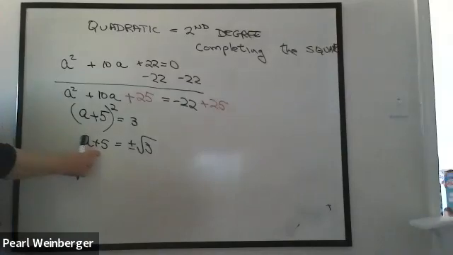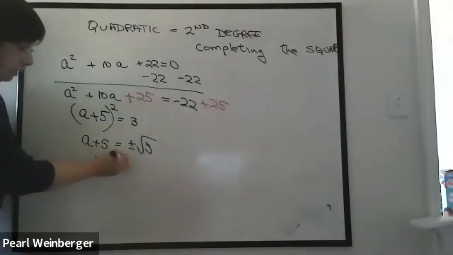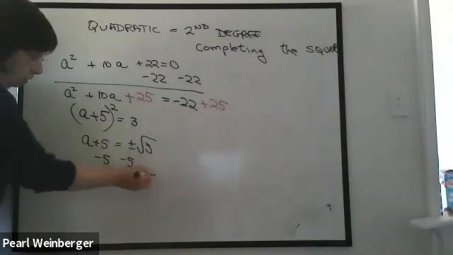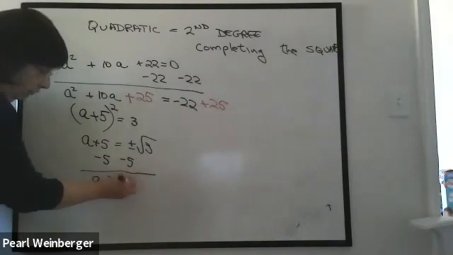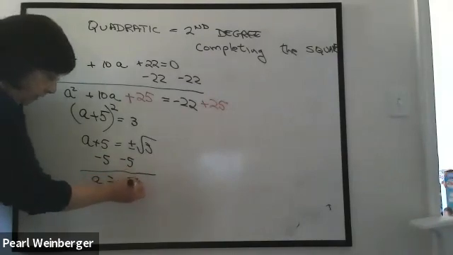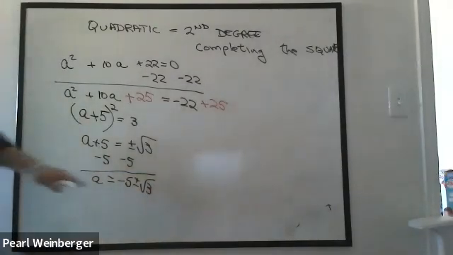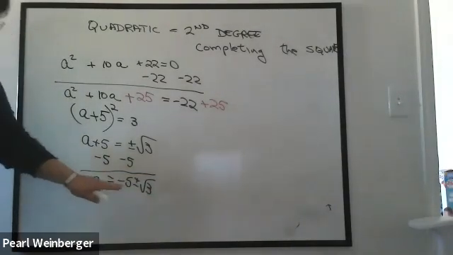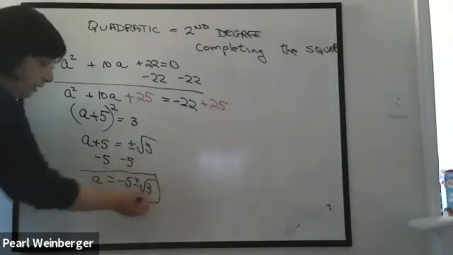And now I've got to bring this 5. I want to know what the a is alone, so I'll subtract 5 from both sides. And that will give me a equals negative 5 plus or minus radical 3. And these are not like terms, they're not like radicals, they can't be added. So this is my final answer.